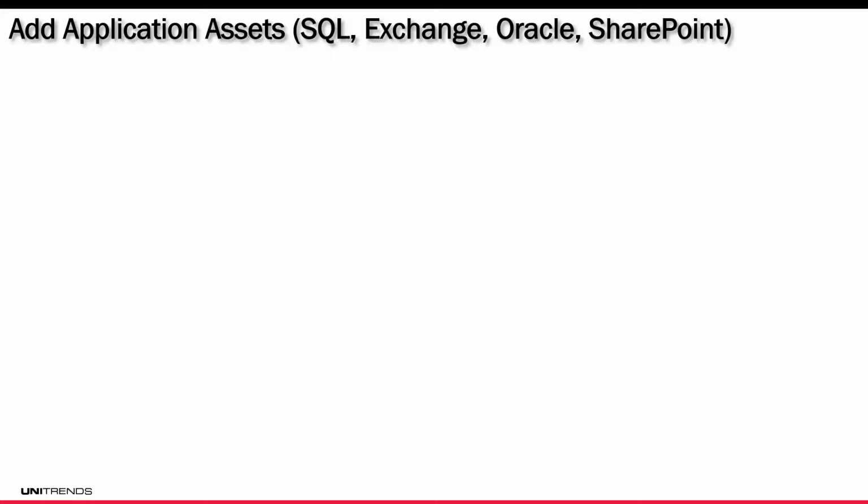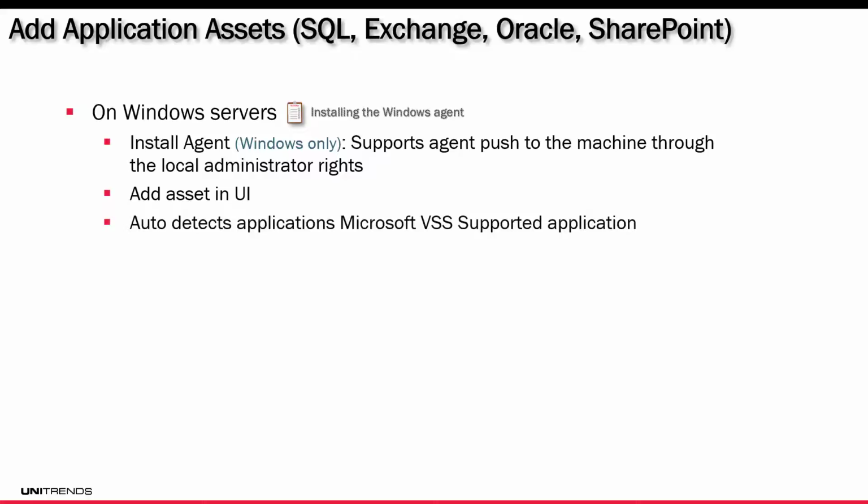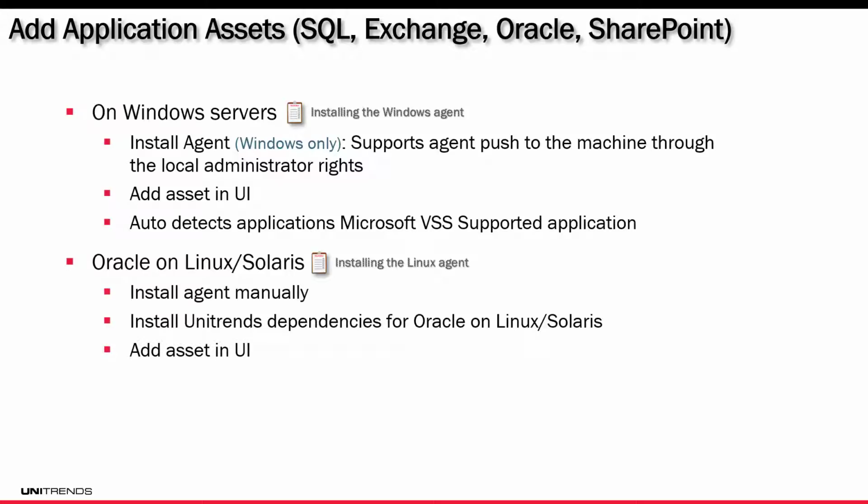Once again, as I just mentioned, when we add the application assets, SQL, Exchange, Oracle, and SharePoint, when they're on Windows servers, they're automatically detected. Once again, there's a link there for you for more information. You're just going to install the agent. Windows only supports the agent push to the machine, once again through that local administrator right. And you're going to add the asset in the UI. It auto-detects the applications that are Microsoft VSS supported applications. And on Oracle and Linux Solaris, just as I mentioned a little bit earlier, there is a link there for installing the agent, but you do have to install the agent manually, and then you do have to install that Unitrends dependency for Oracle on Linux or Solaris as well. Then come back to the UI once that's installed and add the asset into the UI.